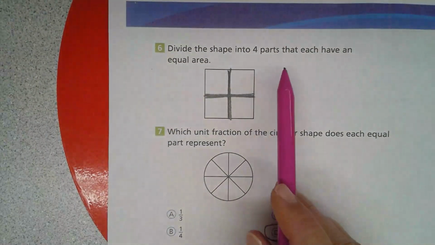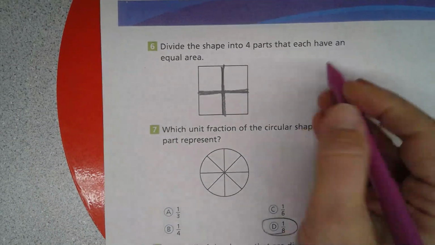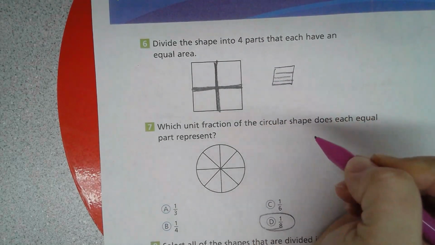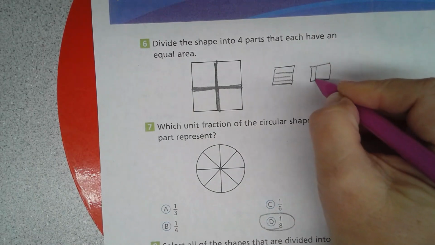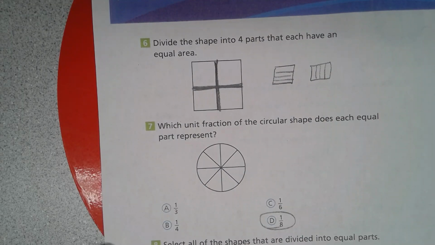Okay? On the other side, you were just supposed to divide this into 4 parts. And I just did a big plus sign in the middle. Now, if you wanted to, you could have done something like that where they were horizontal, or you could have had a square with the lines vertical. As long as you've got 4 parts and they're equal, it's okay.